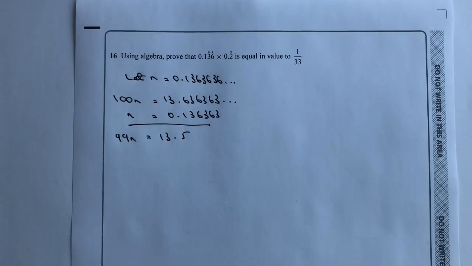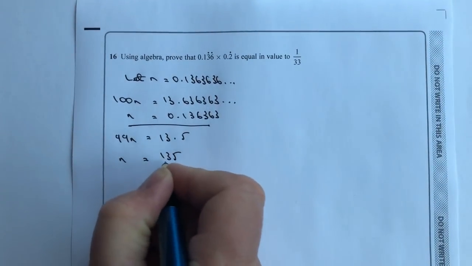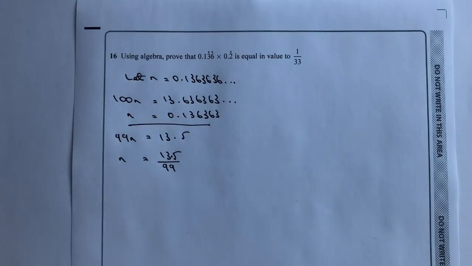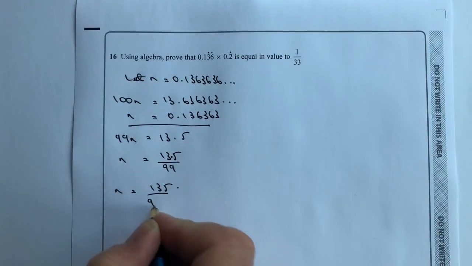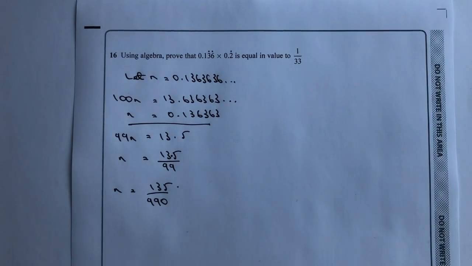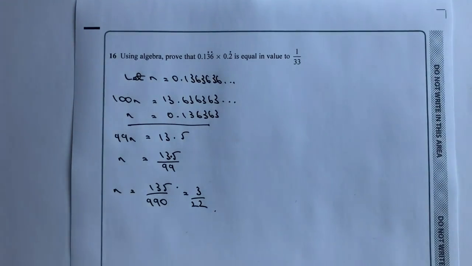So therefore I can actually write this as being, if I divide through by 99, that n equals 135, or beg your pardon, 13.5 divided by 99, which is exactly the same as saying n equals 135 divided by 990, just by moving the decimal point. Now, in your calculator, because this is a calculator paper, what it'll actually do is it will reduce that down to a much easier fraction, which is 3 over 22 to deal with.